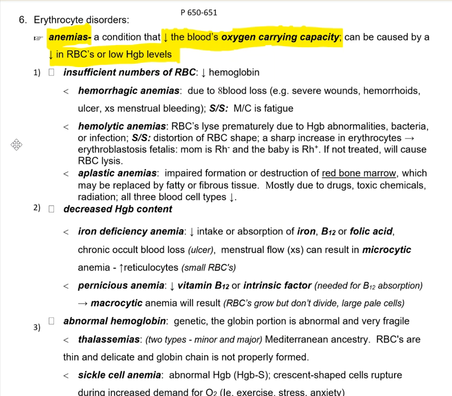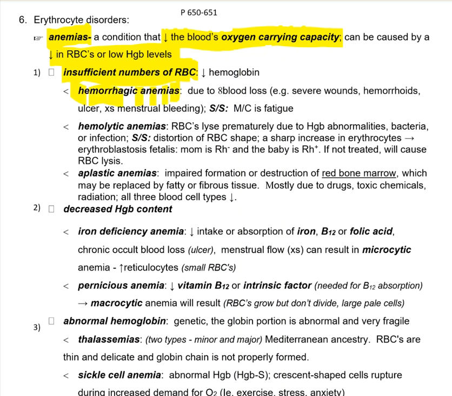So first, insufficient numbers of red blood cells. This is going to mean that you're going to have low hemoglobin, because if you don't have enough red blood cells, there's not enough hemoglobin. Red blood cells are big bags of hemoglobin. There's a couple of different anemia types, and what you want to think about is, what is the name in front of the anemia saying?